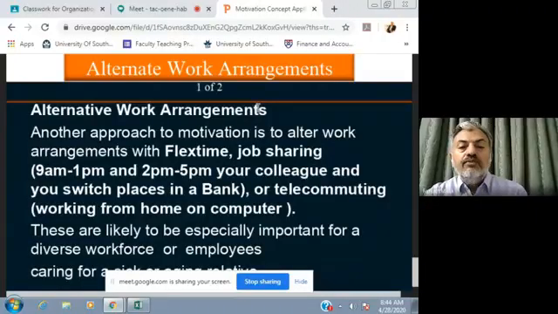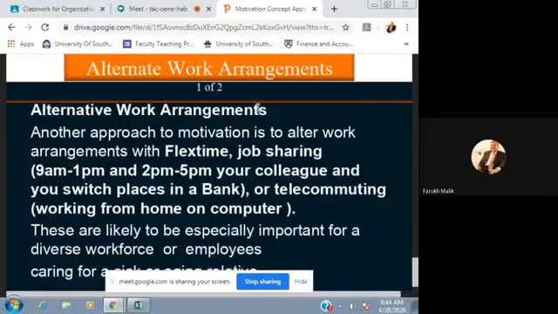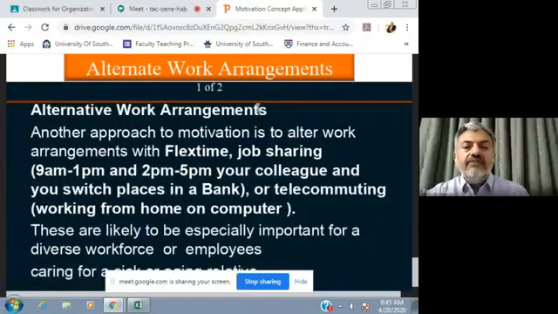Alternative work arrangements. There can be alternative work arrangements put into place to find solutions for the different types of employees, giving them some breathing space so that they feel good and keep on doing their work with a lot of job responsibility. Another approach to motivation is to alter work arrangements with flexi timings.